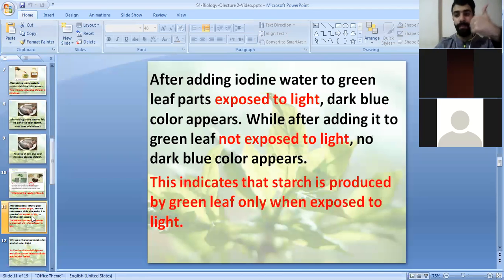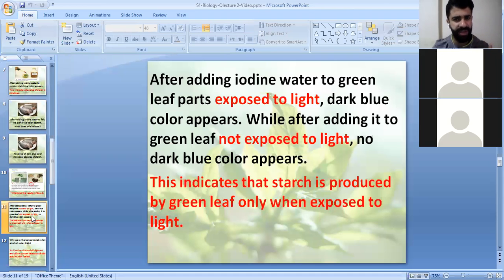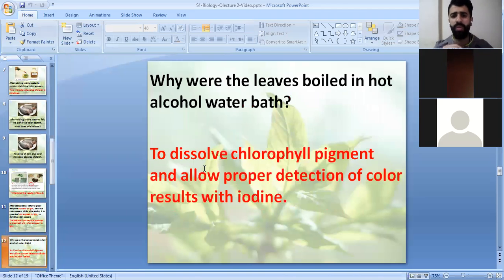So light is important. This is the first important element for the process of photosynthesis. The second important element is the presence of the green color of the leaf, meaning that chlorophyll is important. So why were the leaves boiled in a hot alcohol water bath?